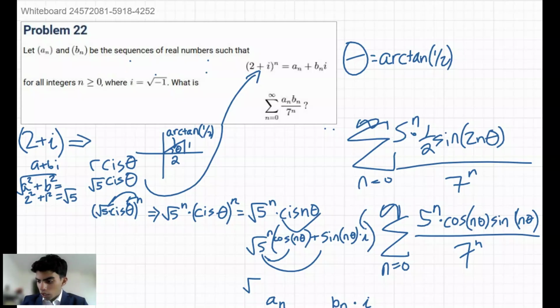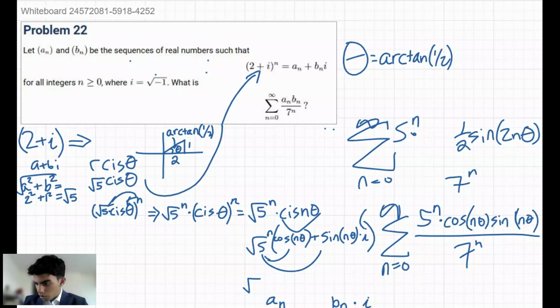Okay, we can obviously combine these two terms. When we combine this, we can rewrite this to be 5/7 to the n. So this would just be 5/7 to the n times 1/2 sine of 2n theta.